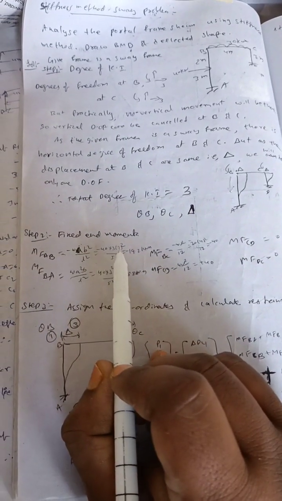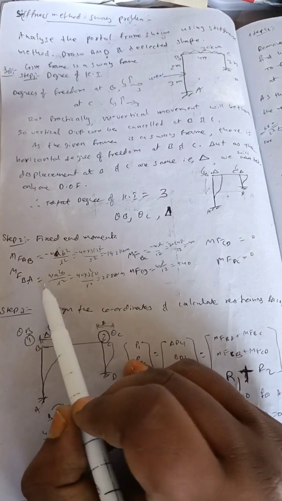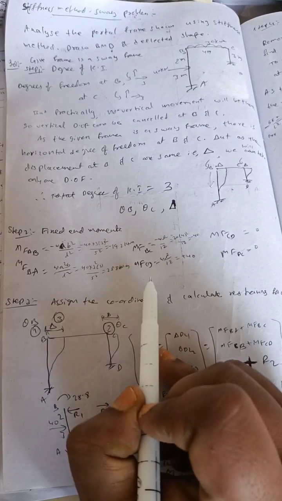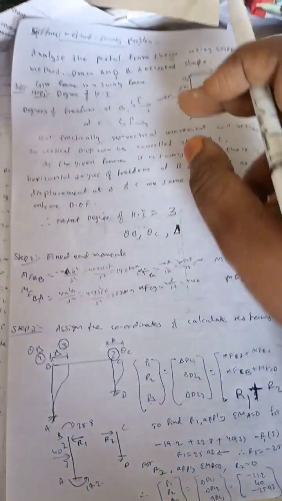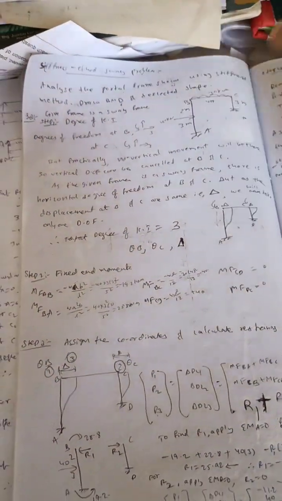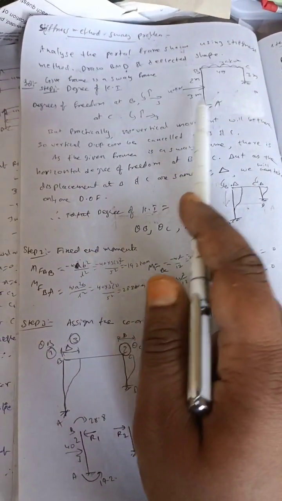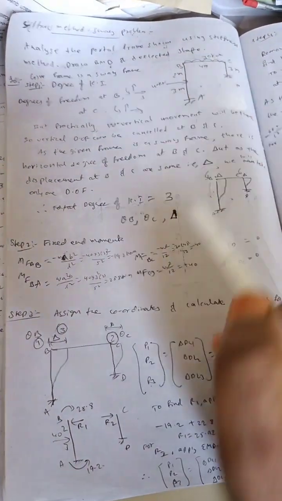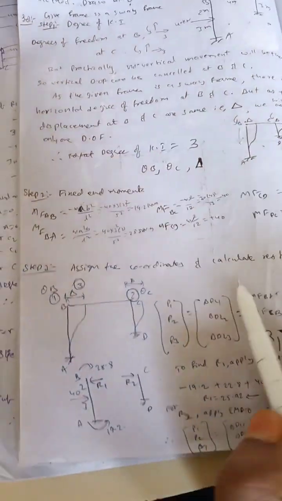Step 2, finding the fixed end moments. Same step as we did for non-sway frames. MFAB, MFBA, MFBC, MFCB, MFCD, MFDC we can calculate based on the loads. We can also calculate as a continuous beam. Here there is an eccentric load, therefore the formula for an eccentric load is used. Here there is a UDL on BC, therefore wL squared by 12, with plus and minus signs. As there is no load on CD, it is 0.